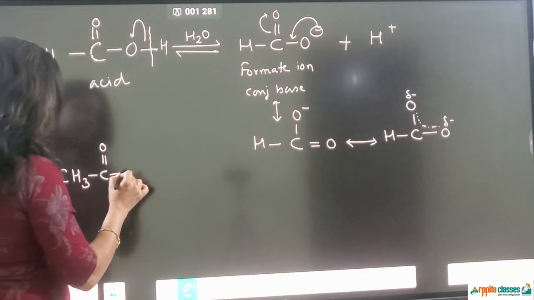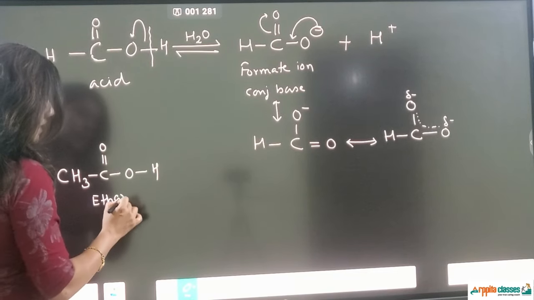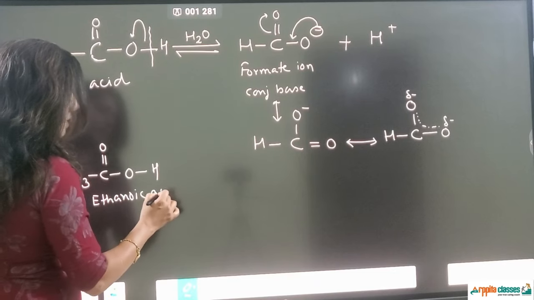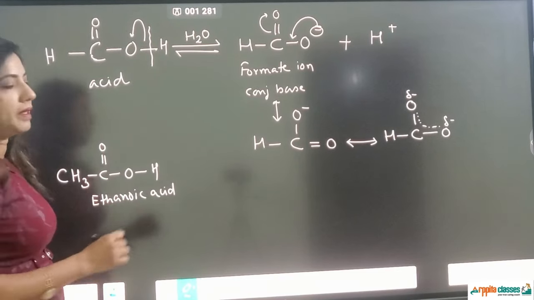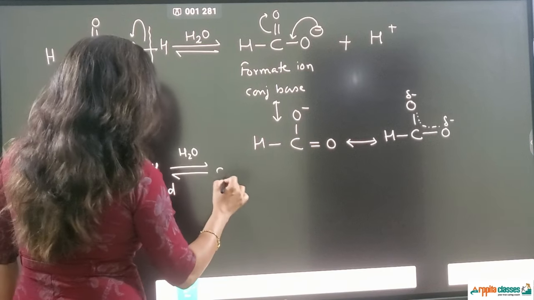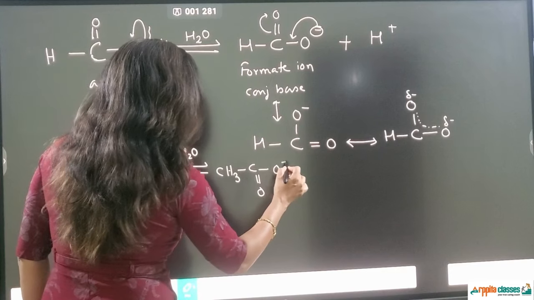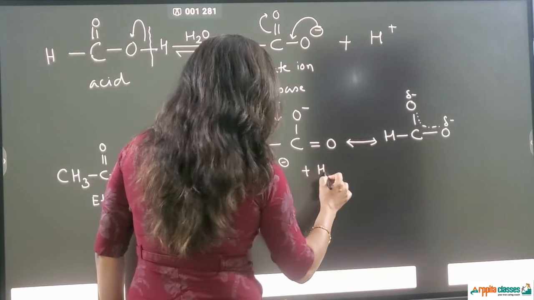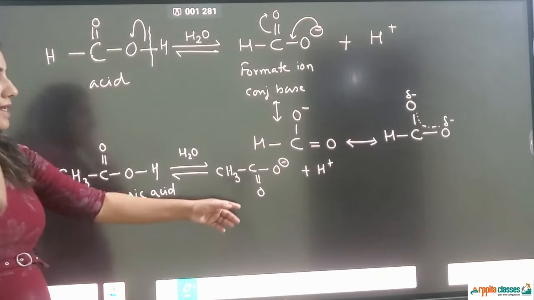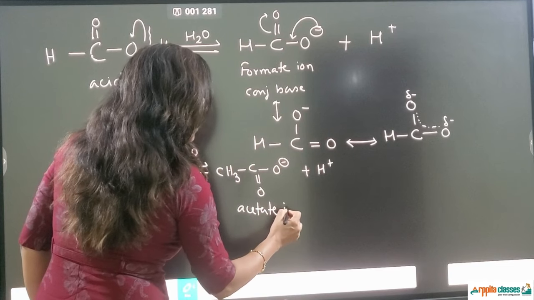Now suppose I have CH3COOH, this acid, which is called ethanoic acid. Let's compare the stability of ethanoic acid with methanoic acid. So we are dissolving this into water and we are getting the ions CH3COO minus and H plus. Okay. Now this is the acetate ion. Now we'll see the stability of the acetate ion.